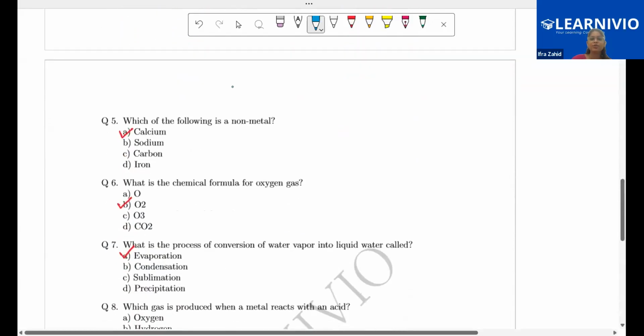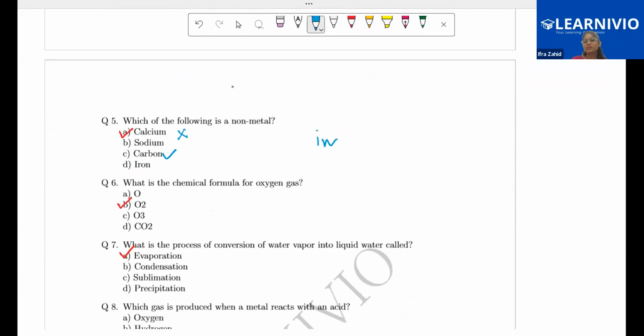Next we have, which of the following is a non-metal? Are you sure of calcium? No, ma'am. Not calcium. I thought of carbon first, but you had given carbon as the previous answer. Yes, ma'am. That's why I chose calcium. Yeah, correct. It's carbon. Carbon is a non-metal here.